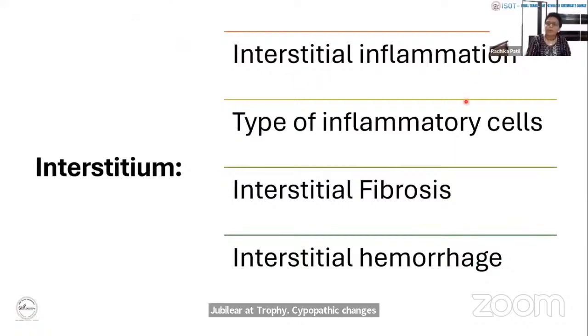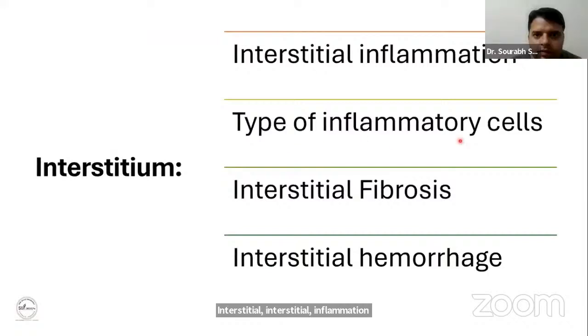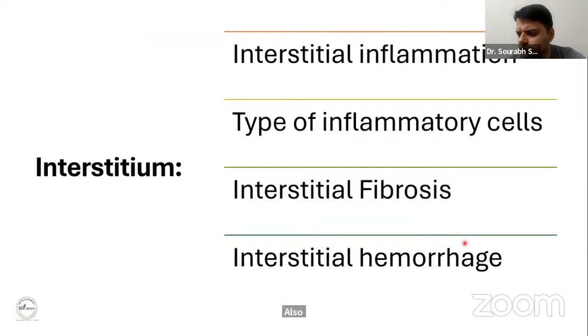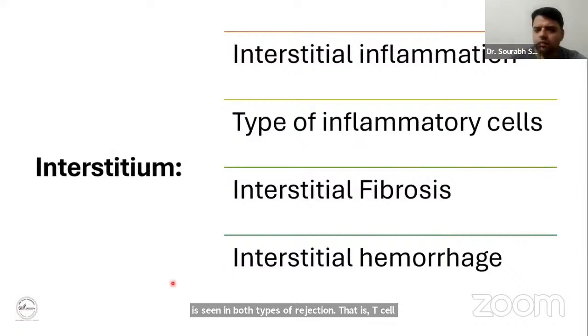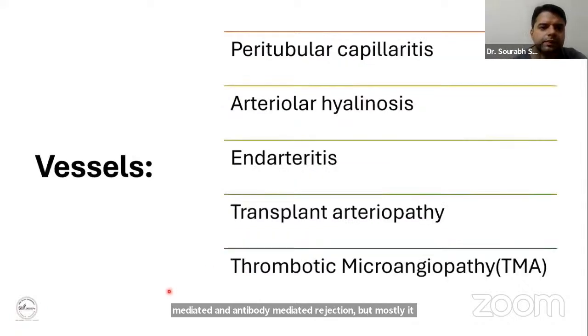Interstitial inflammation is important, the degree, the type of inflammatory cells, whether they are eosinophils or plasma cells, then it becomes a difficult refractory T-cell mediated rejection. Also, when we see plasma cells, then look for BKV, interstitial fibrosis and interstitial hemorrhage. Interstitial hemorrhage is seen in both types of rejection, that is T-cell mediated and antibody mediated rejection, but mostly it is seen in antibody mediated rejection. That's what the books say.